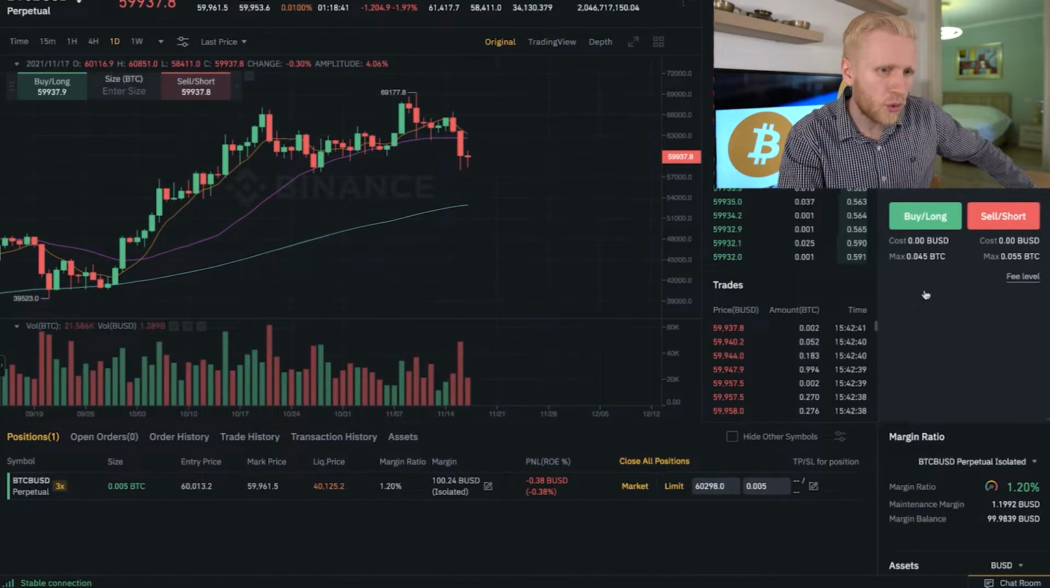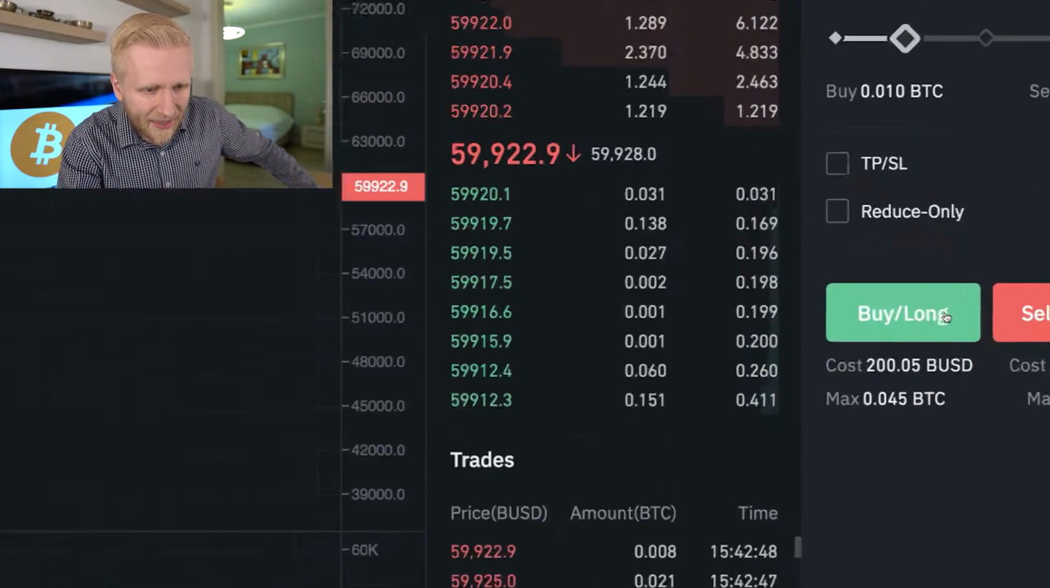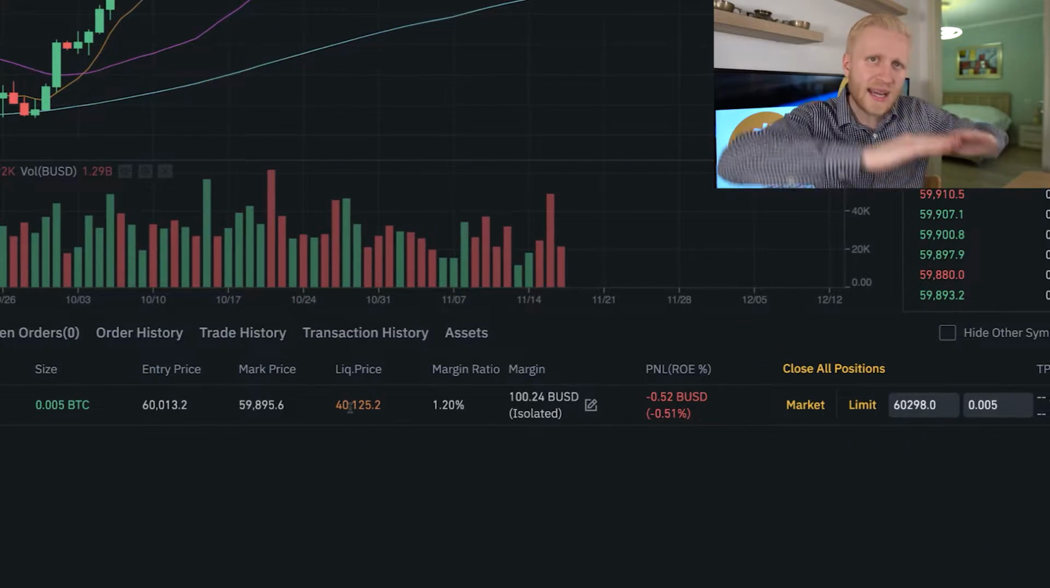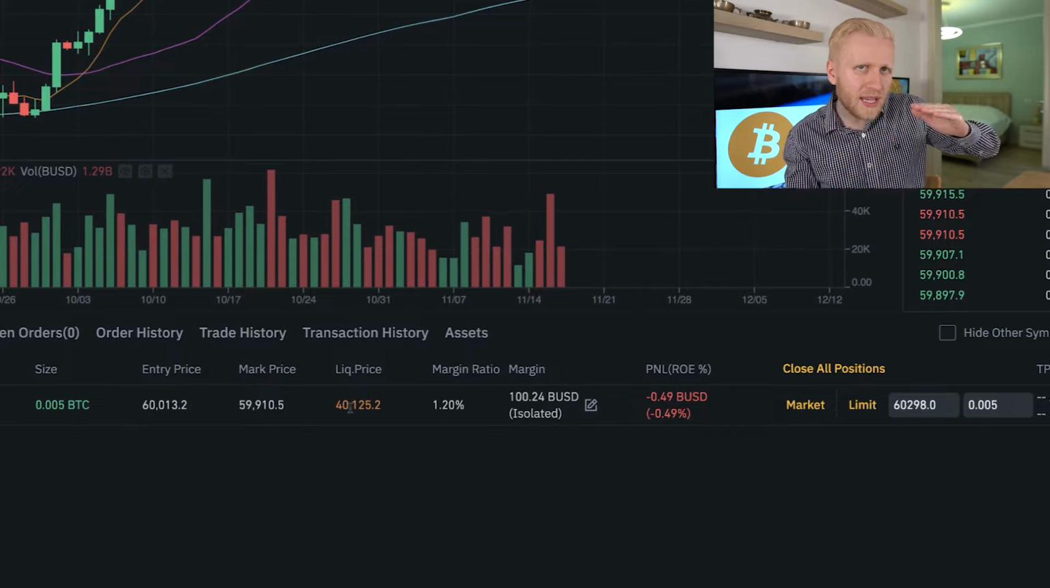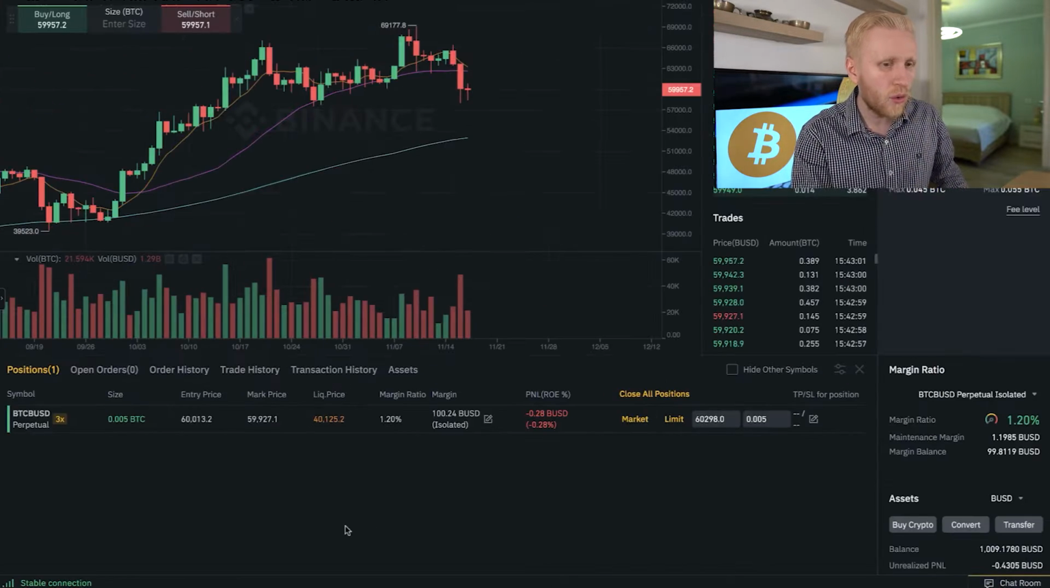What I will be able to do is I add more. So I come here, then I drag this one right here, and then I click here buy long again, which means that I will be buying Bitcoin long for the cheaper price, and then the liquidation price will drop. So Bitcoin price would need to drop even lower. So I will be able to add always more and more in order to be sure that I will not be liquidated, so I don't lose everything in that case.